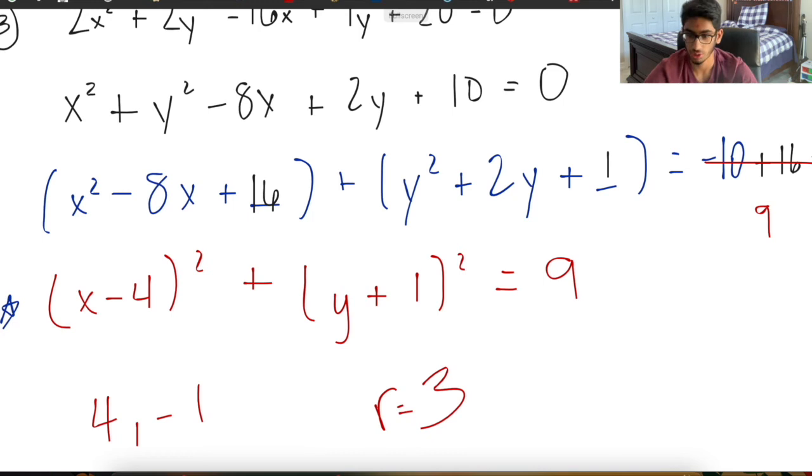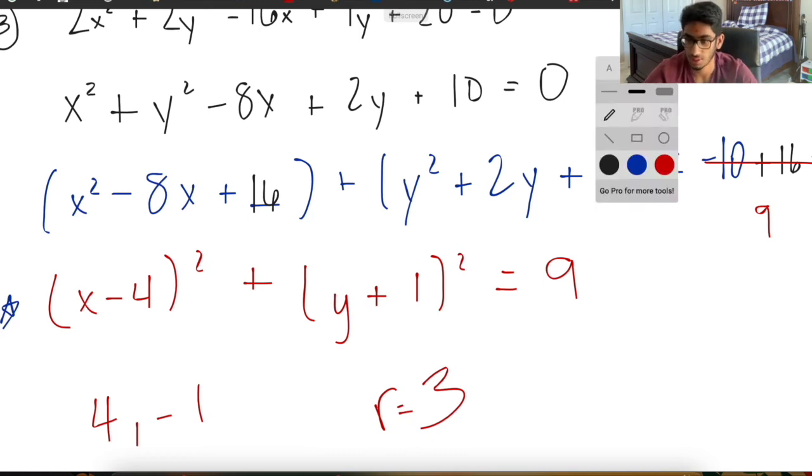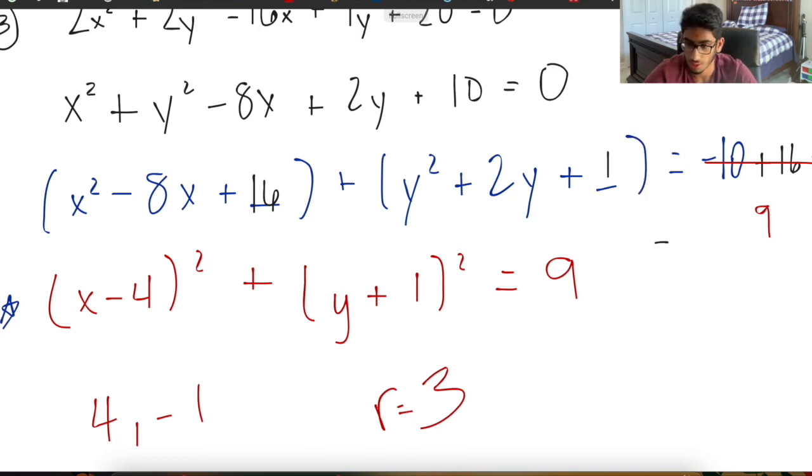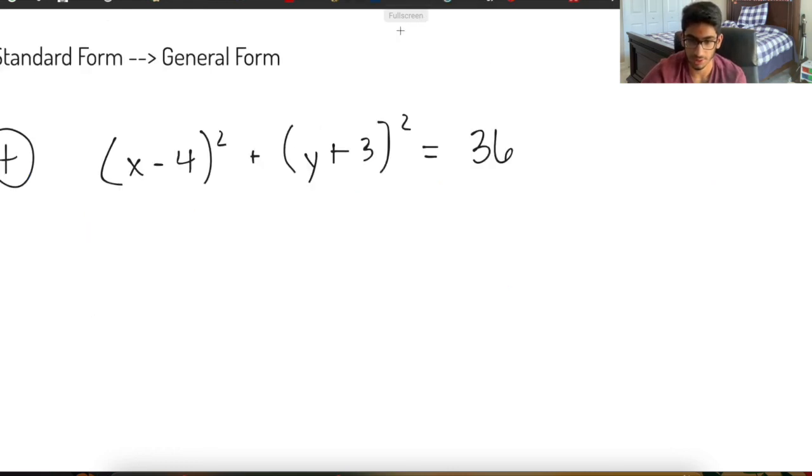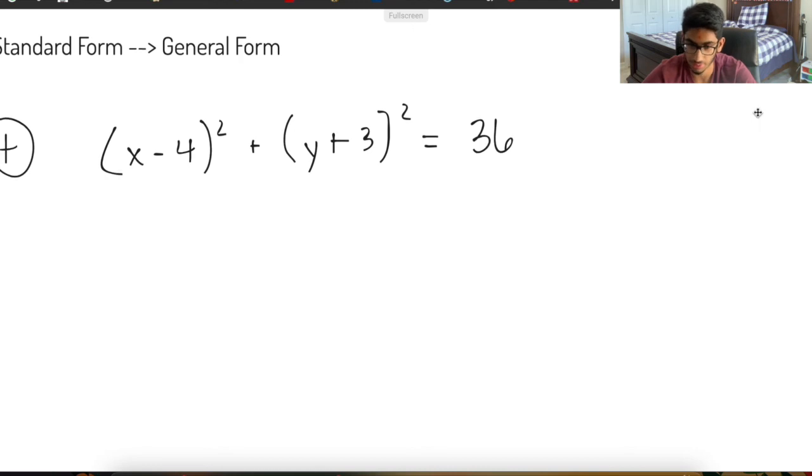So hopefully you guys understand this topic of converting general form to standard form. It looks confusing, but once you understand it, it will become easier. And we're going to do one more example problem, but this time it's going to be converting standard form into general form. So we're basically going to just be doing the opposite of what we just did.